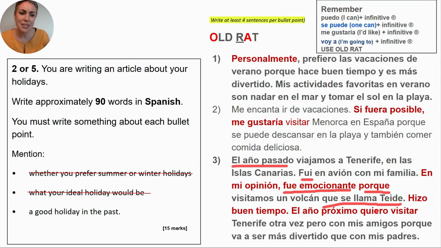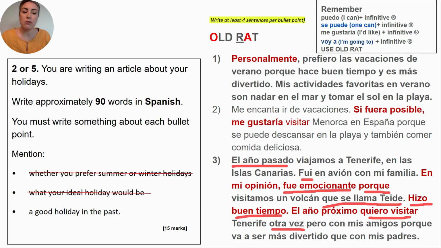So it's quite easy to do. Past tense, hizo buen tiempo. The weather was nice. And then, I'm not going to stop there. I want to go a little bit further and say, oh, next year, what do I want to do? This was my experience. Do I want to do it again? El año próximo, quiero visitar, future tense, I want to visit, Tenerife otra vez, again.